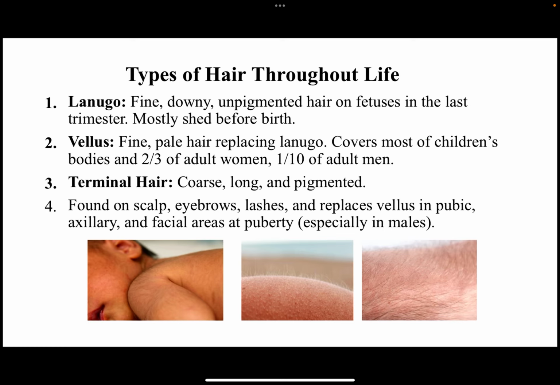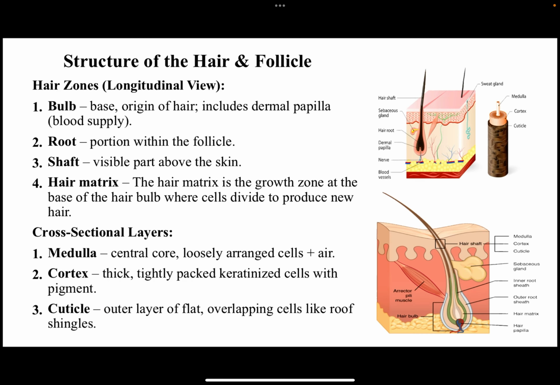Then we have the terminal hair. That is the normal one, like the one on your scalp, especially at your age. That's the terminal hair. Do you get it? That's the coarse, long, very pigmented hair. Good. That is what we call the terminal hair, found on the scalp, the eyebrows, and the lashes, and it replaces the vellus in pubic, axillary, and facial areas at puberty, especially in males.